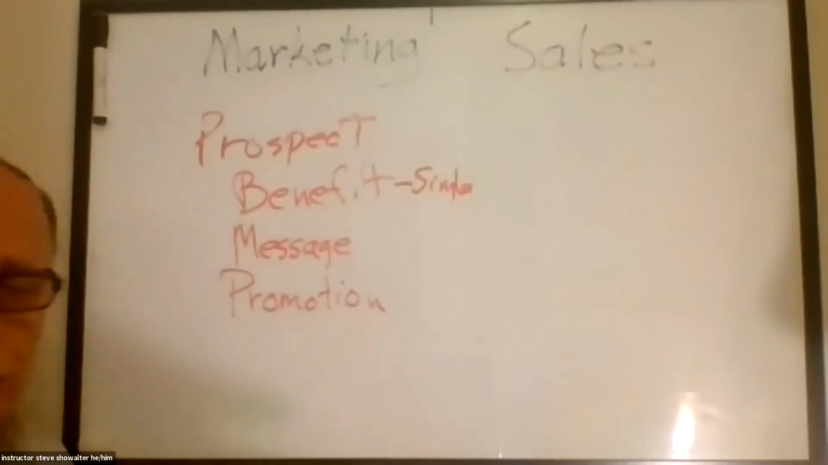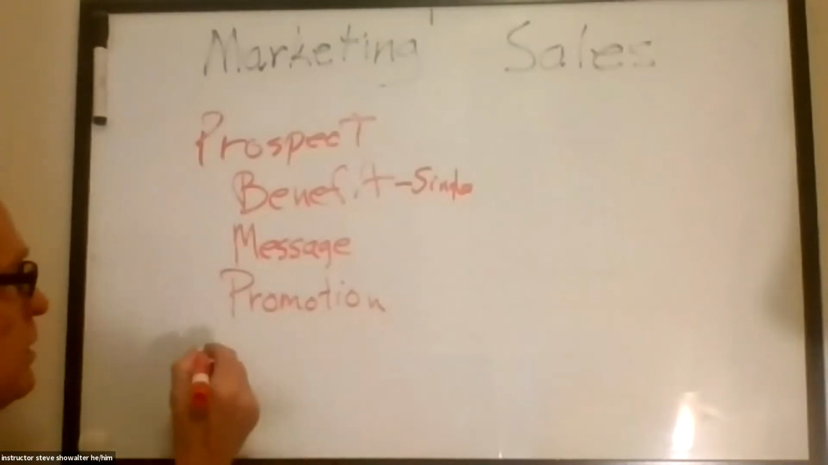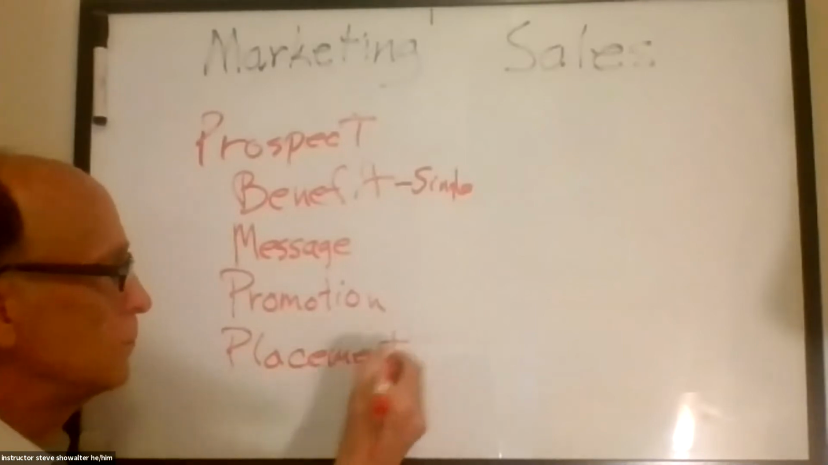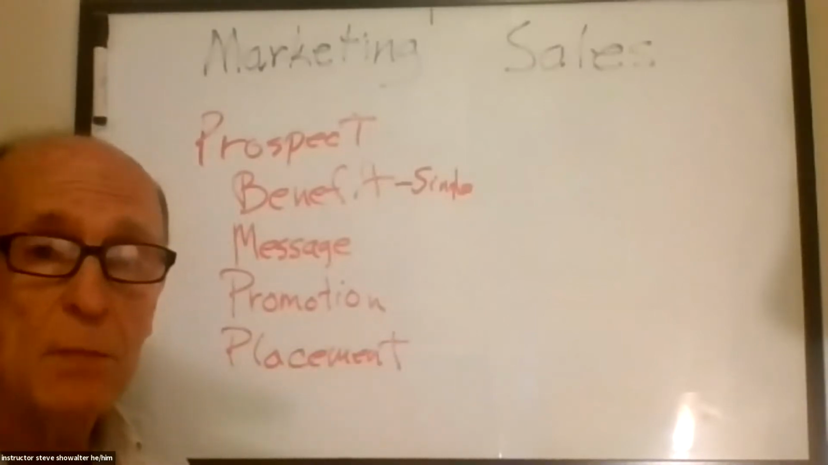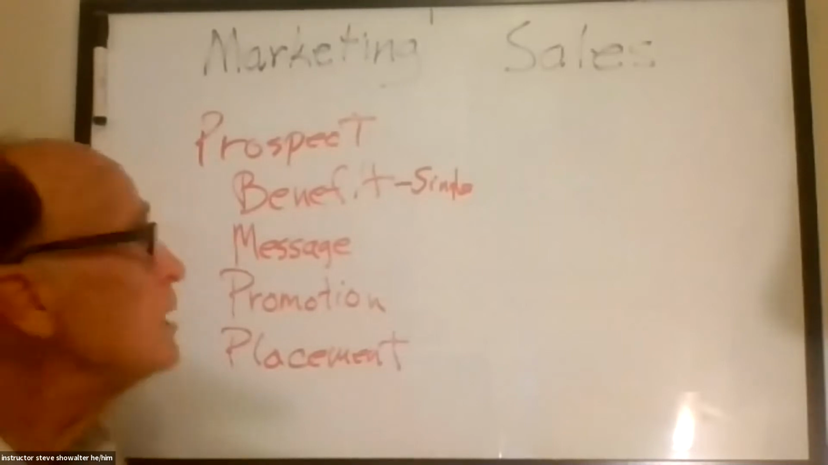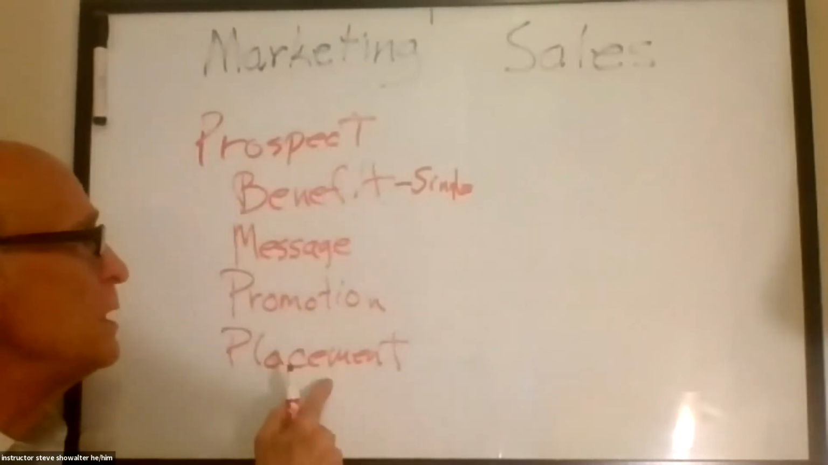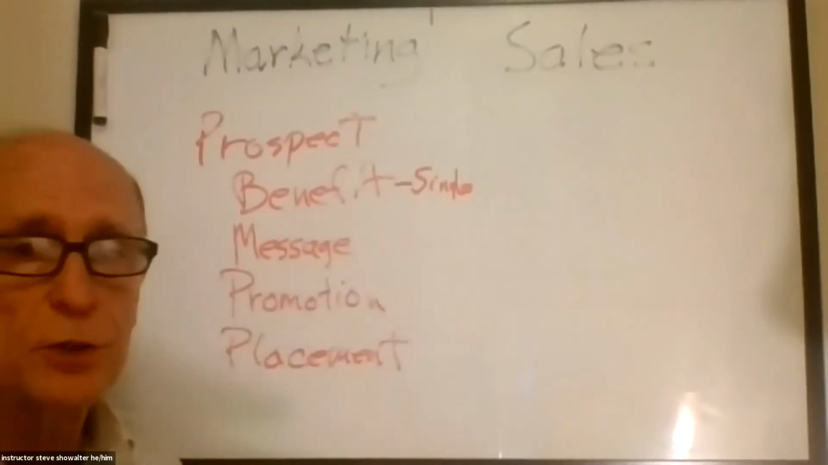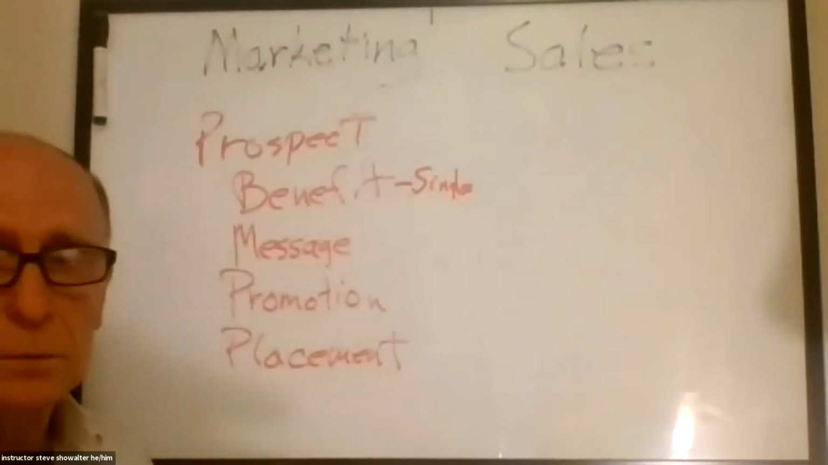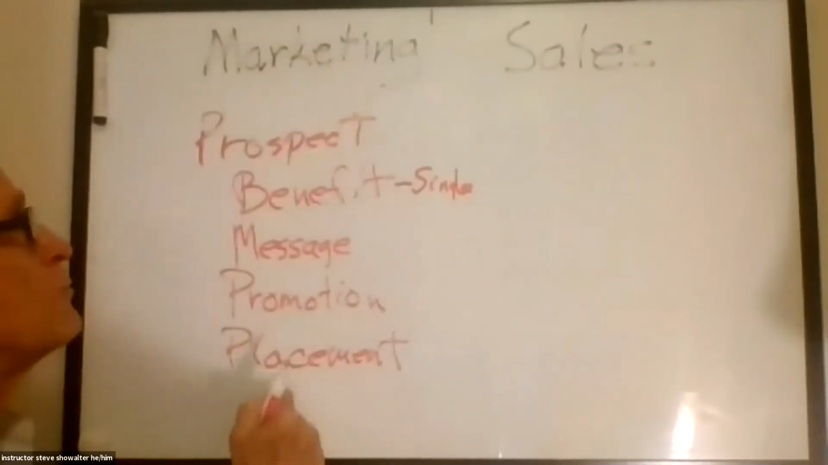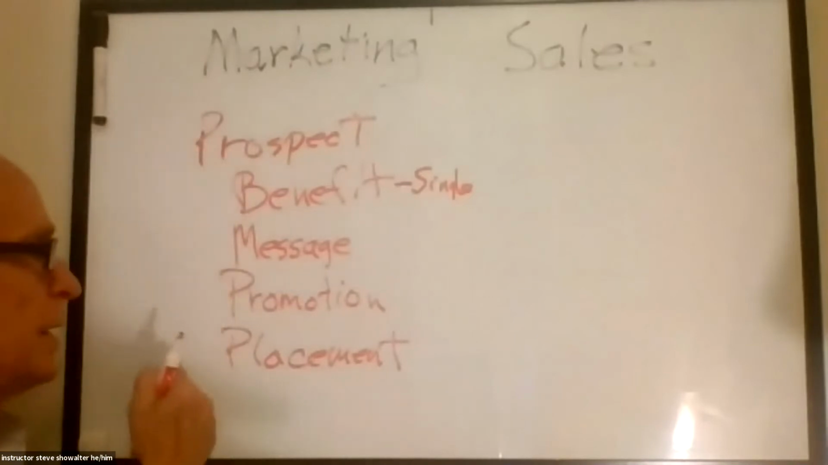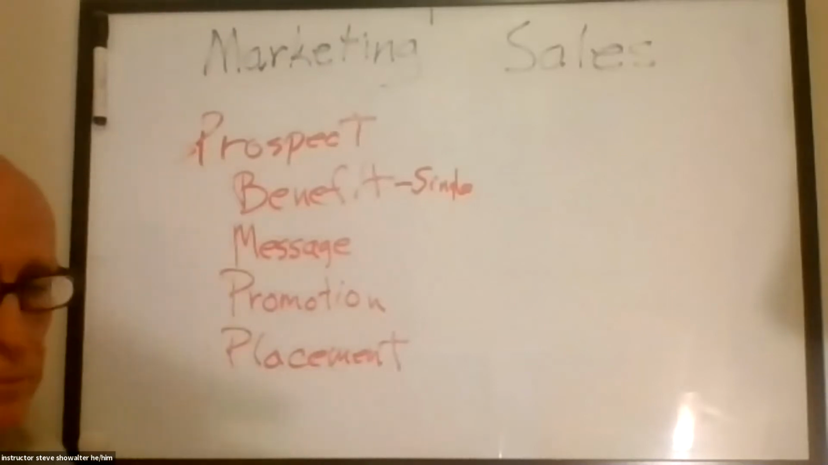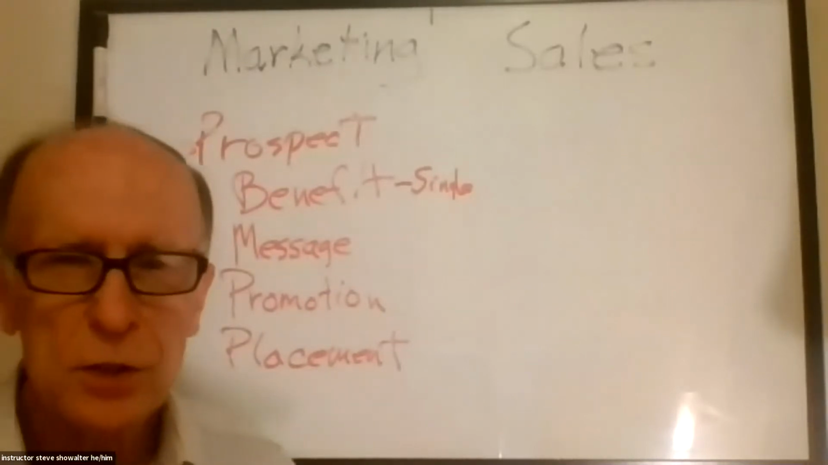Once you've defined the promotion, then the next step is to define the placement. If you're going to have a meeting, where is that meeting going to be? Where is your prospect most likely to be such that they will be able to see the promotion that you have and receive your message? This is marketing. And so this is the process of starting with the world in general and coming down to a place where you have prospects as your output. Any questions about that so far?